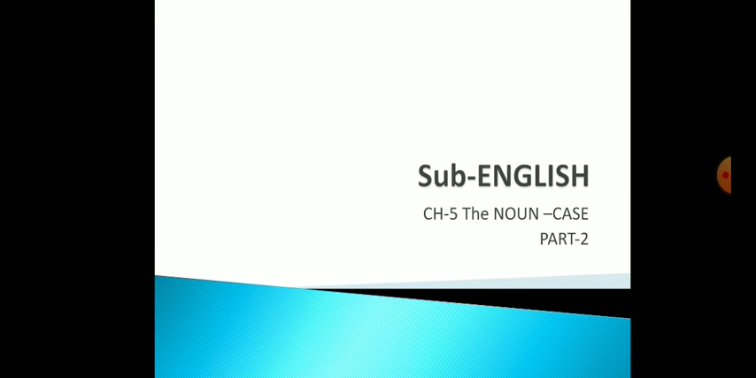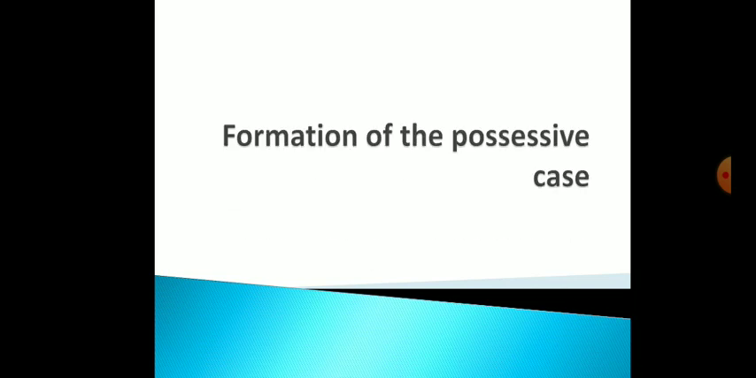So let us start. Our today's topic is formation of the possessive case. What do you mean by possessive? When we are talking about possession, owned by someone or belonging to someone, there we use apostrophe s to denote that the thing belongs to the person.